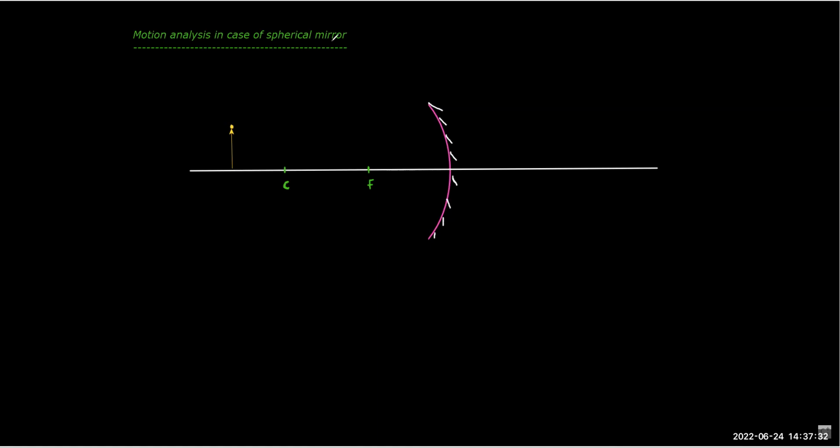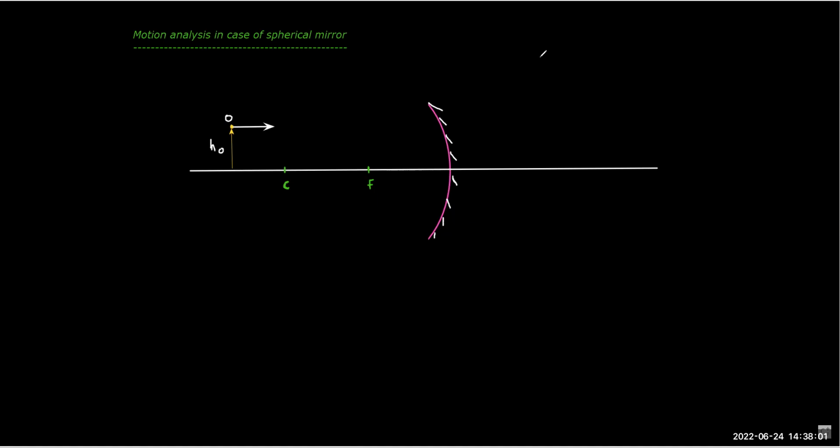So now imagine this object starts moving this way. What will happen? The image will move parallel to the principal axis or will move somewhere else and somewhat different? Parallel. If this is the object, the image will never move parallel. That's an interesting fact. Why?